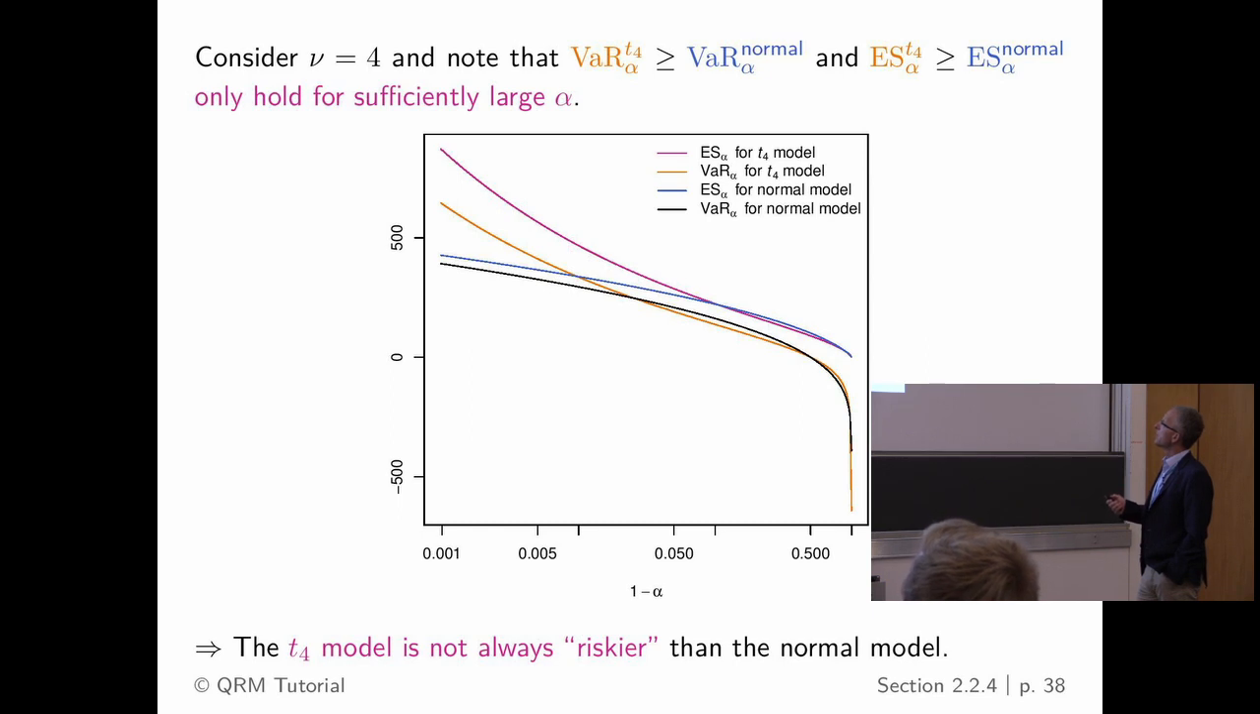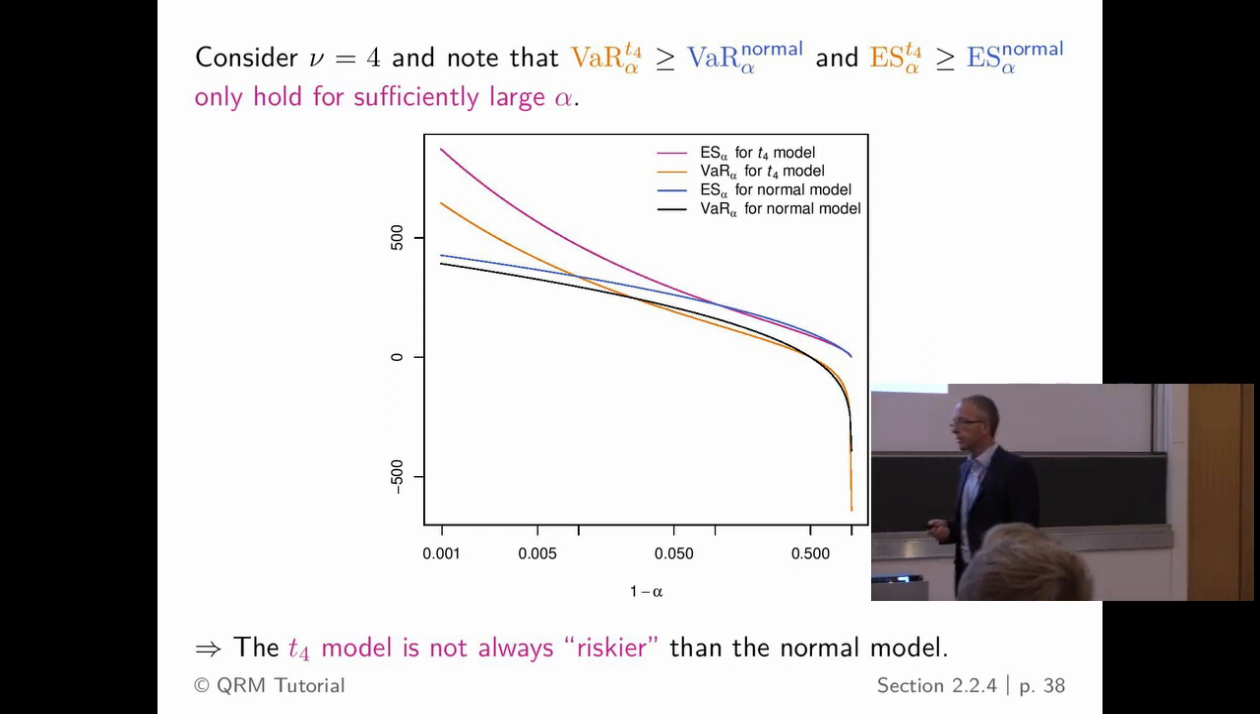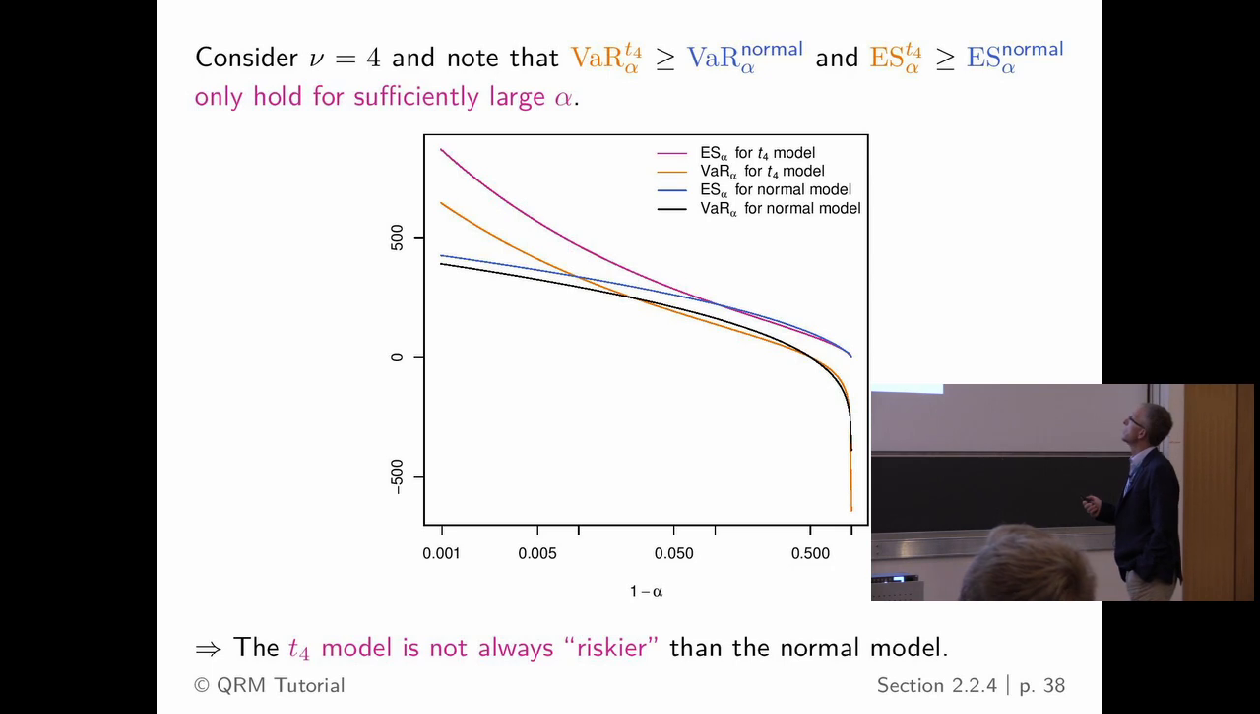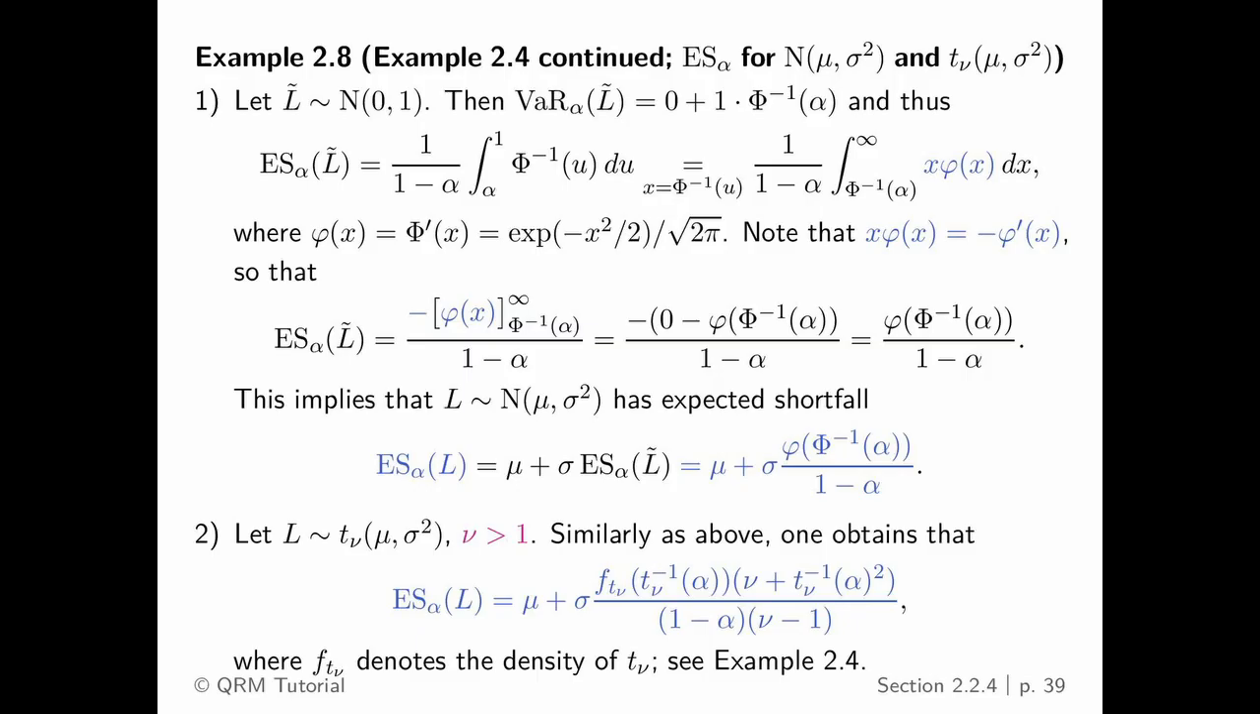For expected shortfall, it's the same picture. However, there, because the expected shortfall is more tail sensitive and the t distribution has the heavier tail, the difference arises already earlier, at lower confidence levels. That's what this picture basically means. And here this shows you how to compute expected shortfall and value at risk explicitly. There are not many formulas. Okay, maybe the first line here is worth looking at.